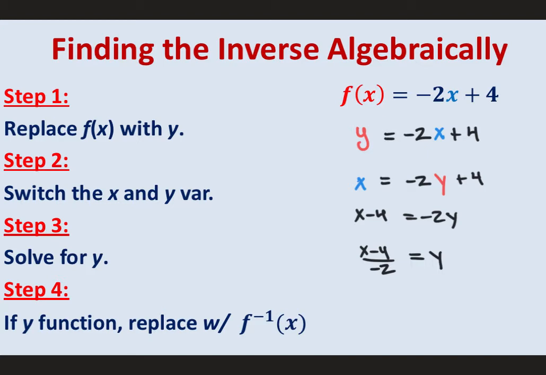Originally, the original function was f of x. So we're going to rewrite it as f inverse of x. So y becomes f inverse of x equals (x minus 4) over -2. There we go. That's our inverse function.